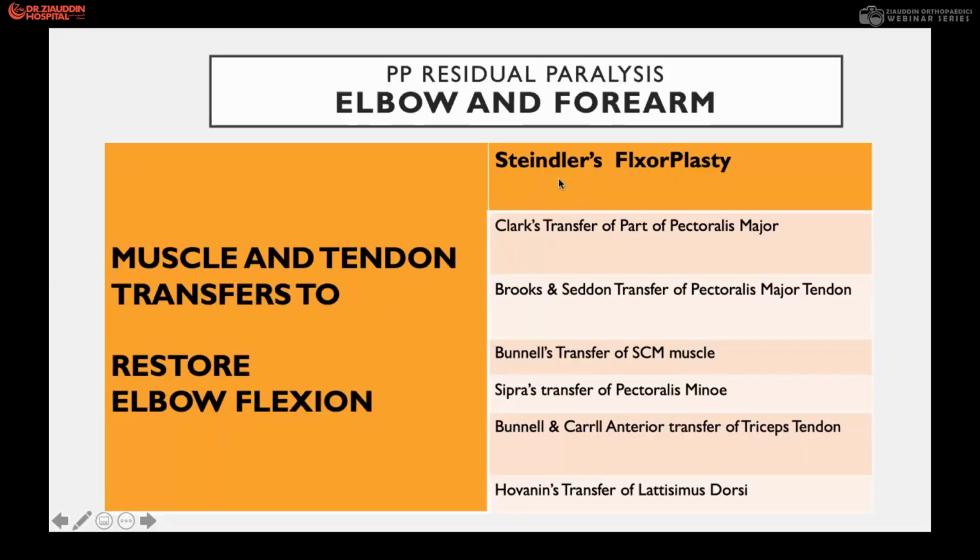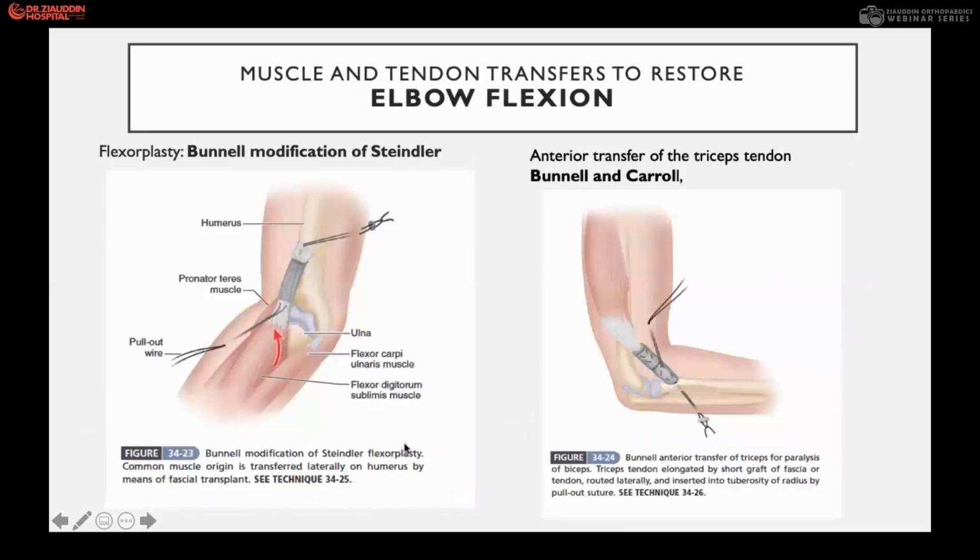Common methods we use are Steindler's flexorplasty, Kellerach's transfer of the pectoralis major, and Brooks and Ziauddin's transfer of the pectoralis major with the biceps tendon. Some people have done the sternocleidomastoid muscle transfer (Bunnell), the pectoralis minor transfer (Cipra), Bunnell and Carroll's anterior transfer of the triceps tendon, and the Hovenius transfer of the latissimus dorsi. A few details we will discuss here.